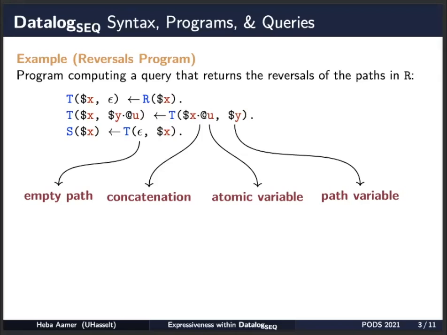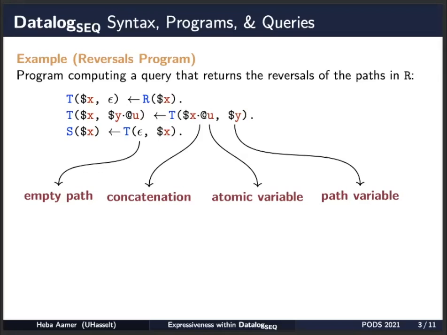The program computes a query that returns the reversals of the paths in R. So for each path in R, we create a tuple in T that holds the value of that path in its first argument, while the second argument is set to the empty path. We recursively remove the last atomic value from the first argument and add it to the end of the second argument. Eventually, we reverse the original path when the first argument becomes empty, and this is what we select to put in S.